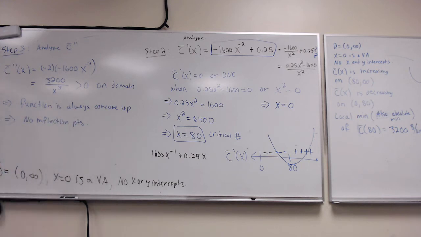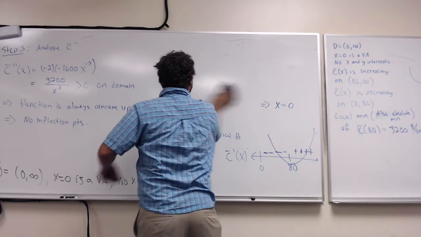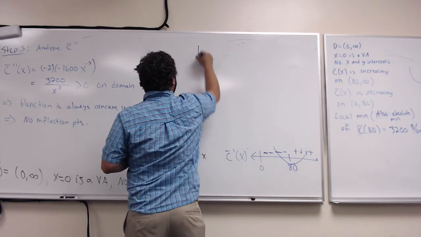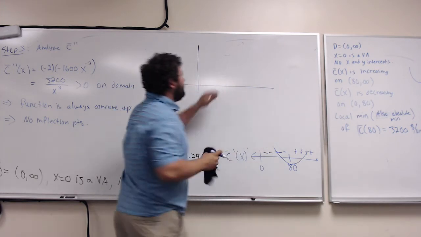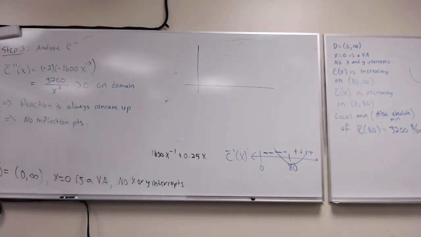Okay, so I think we've got all the information we need to graph this function. It's always concave up. To the left of 80, it's decreasing. To the right of 80, it's increasing. Okay. And here we go. So let's think of a scale. And I think we only need the first quadrant because our x values are positive, and I believe our outputs are always going to be positive.